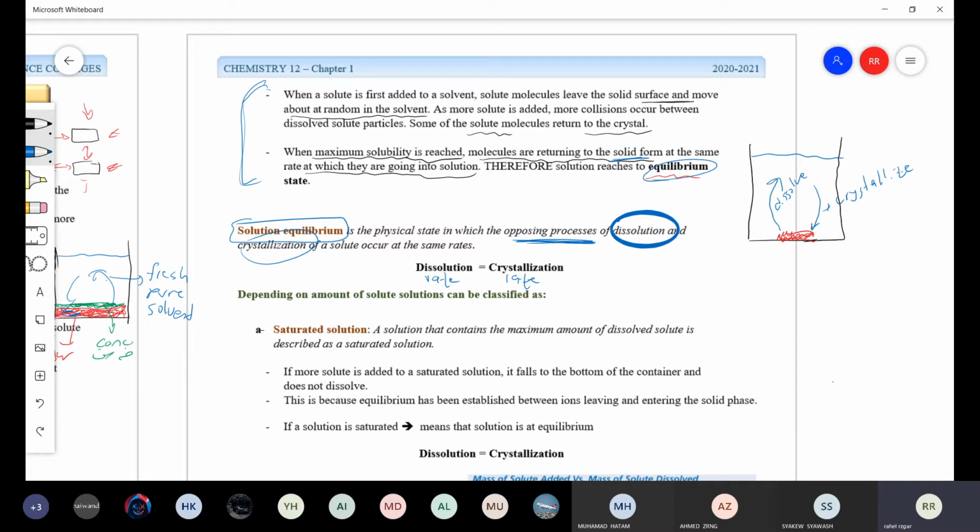Equilibrium is when molecules are returning to solid from solid form at the same rate at which they are going to the solution.